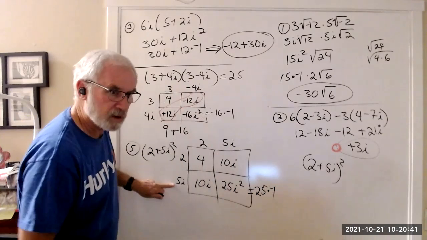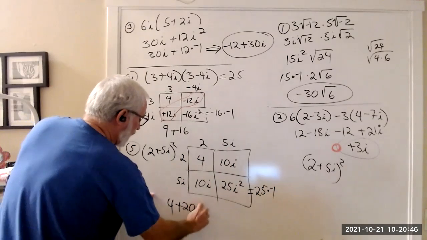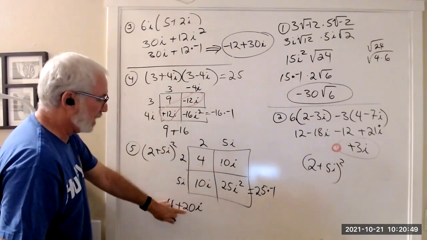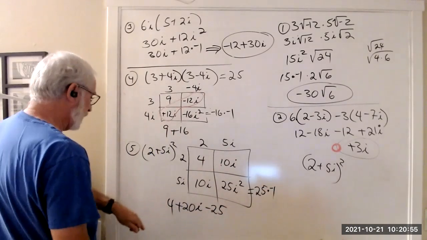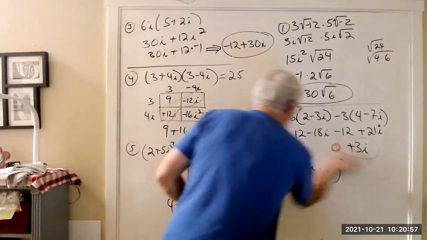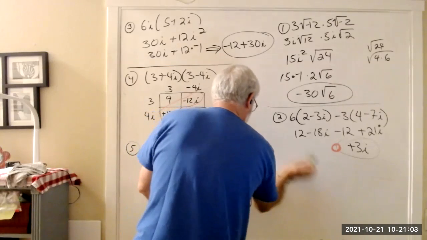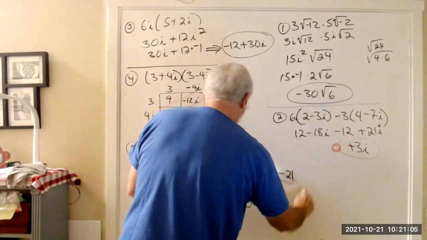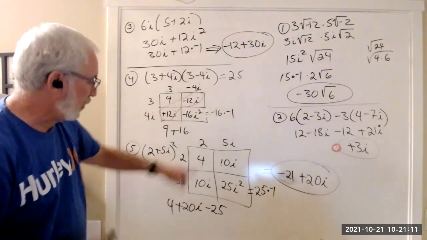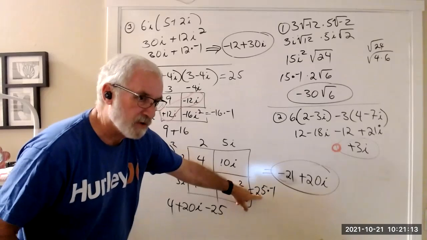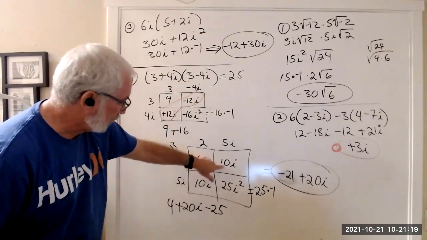So where am I on the screen? Okay, so I have 4 plus 20i, because 10i and 10i make 20i, minus 25. So the final answer for this problem is -21 plus 20i. -21 is the real part. 4 and the -25 is how I got -21. And 10i and 10i was 20i.